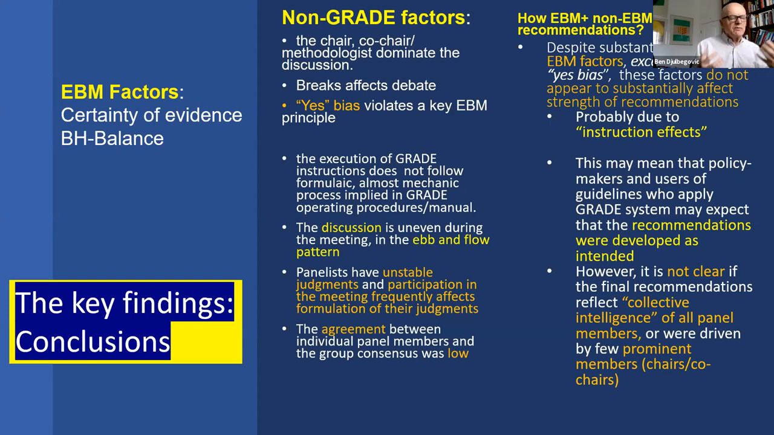In terms of non-GRADE factors, there are a number of those that actually affect the process. One is the dominance of a few people, the chair and co-chairs. GRADE appears to affect the debate. Yes, bias is a serious problem that needs to be handled going forward in most of the panelists. What's really interesting, when you look at GRADE manuals or instructions, sometimes you have a feeling that the process is linear. You go nicely linearly from evidence to recommendation.